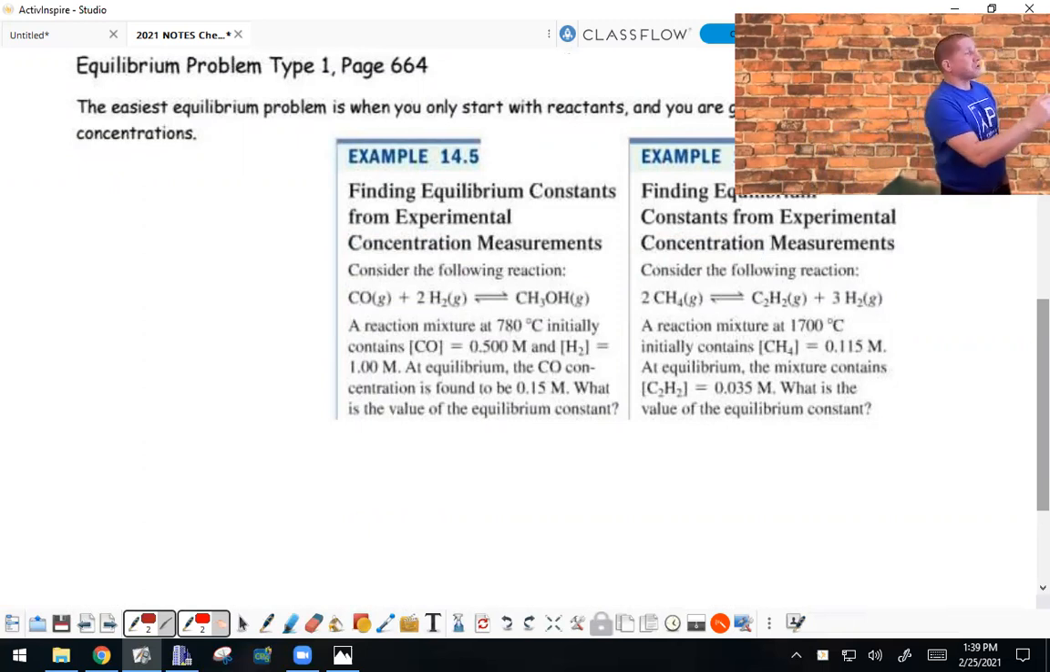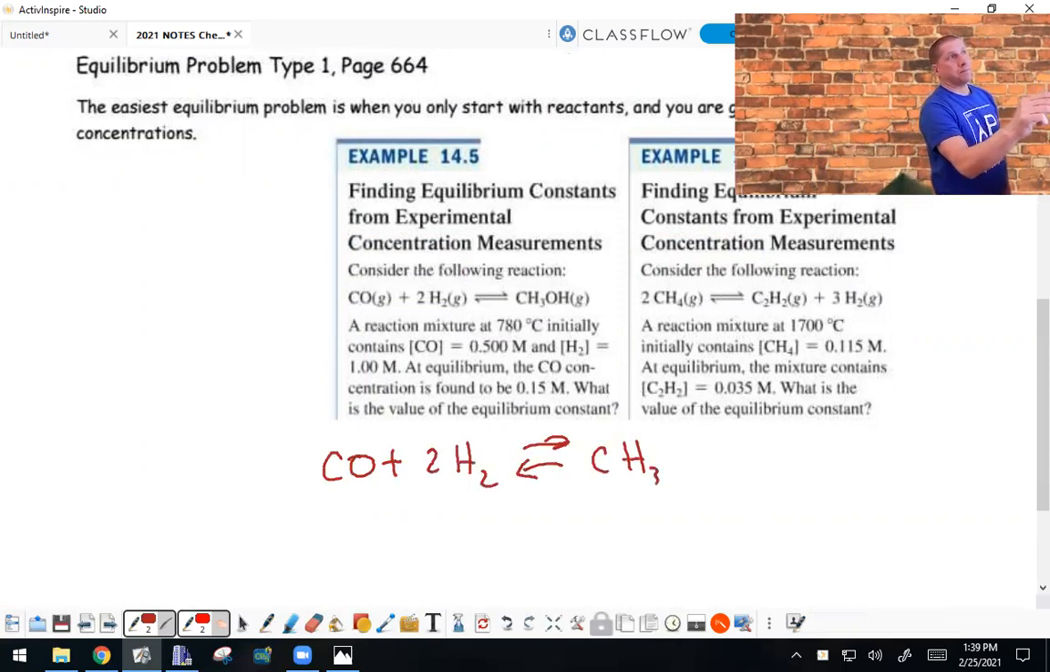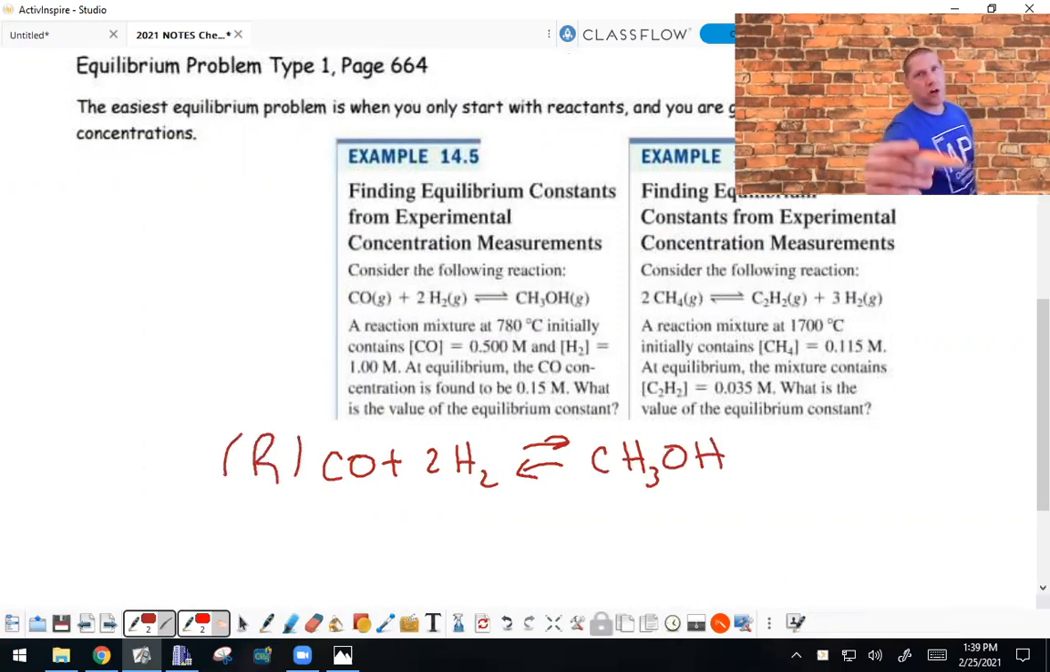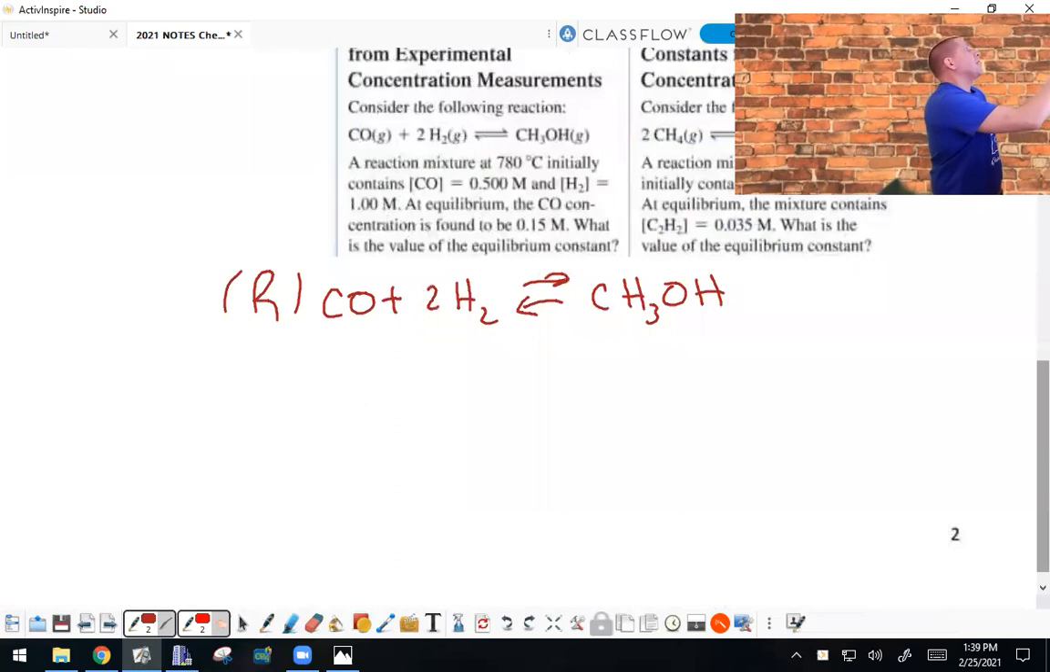All right, here goes. Let's just jump in and try this. So we have CO. I'm just going to rewrite it so I can do my ICE chart. Sometimes they add an R and they call these RICE charts. I don't do that because I didn't learn it that way, but if you like it, go for it.